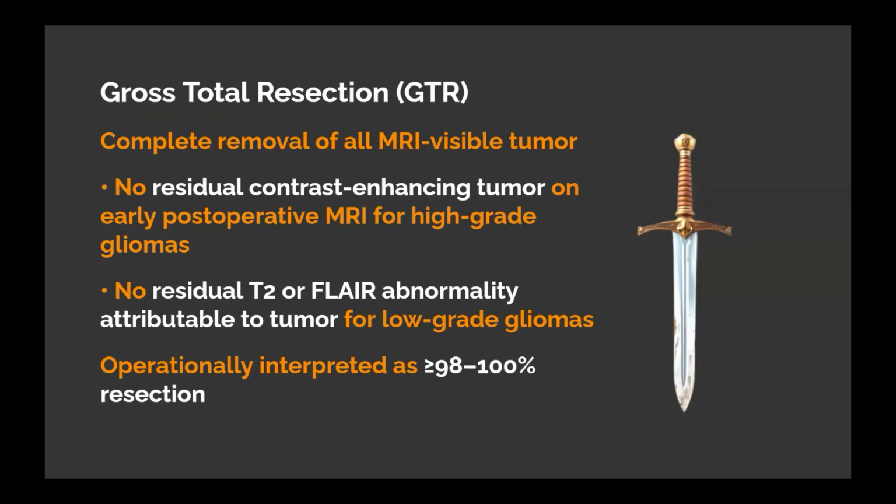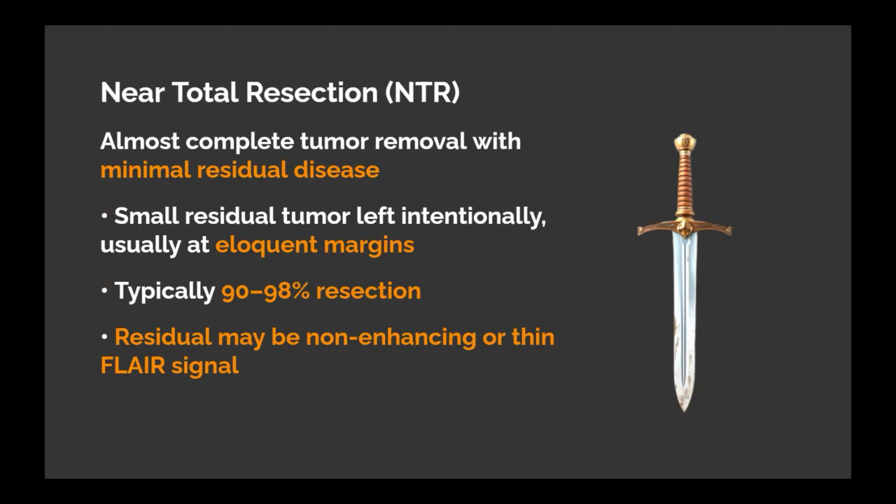So going over the common resection margins, we have GTR, gross total resection, we have near total resection, subtotal resection, and we have supratotal resection, which is a newer concept. So GTR is complete removal of all MRI visible tumor. If it is an enhancing tumor, then we have to take out all the enhancing portion. If it is a non-enhancing tumor, then we have to take out all the hyperintense portion on T2 or FLAIR. And it is operationally defined as more than 98 to 100% resection.